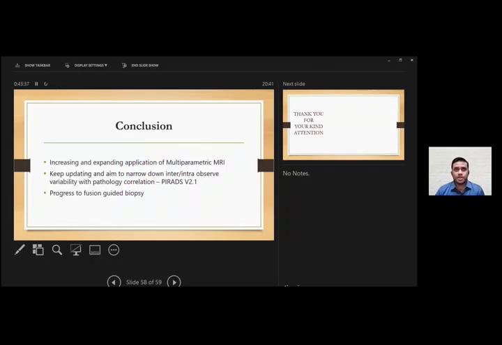So in conclusion, increasing and expanding the application of multiparametric MRI, especially in prostate, is very important for us as radiologists, and we need to keep updating and aim to narrow down the inter-observer variability with pathology correlation. And finally, we must aim to do fusion-guided biopsies in the near future. Thank you.